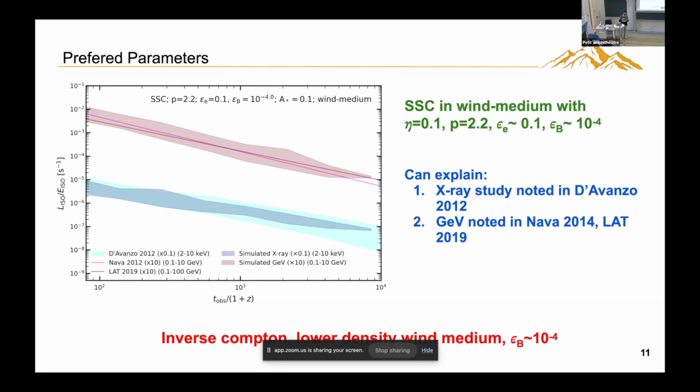So the take-home message from this slide is that if we want to explain both the X-ray and the high energy gamma rays simultaneously, we require a lower density wind medium and also a lower magnetic field to explain both observations.